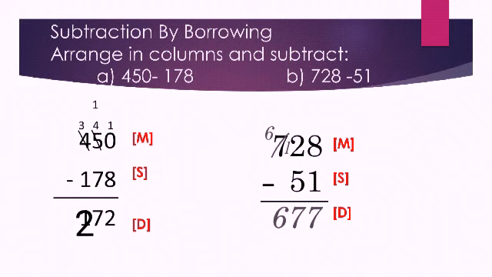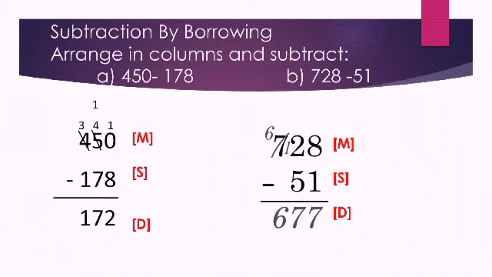Again we will borrow 1 from the previous number, that is 4. So from 4, if we borrow 1, 4 will become 1 less, that is 3. Now since we have borrowed 1, in the tens place it will become 14. 14 minus 7 is 7, then 3 minus 1 is 2.